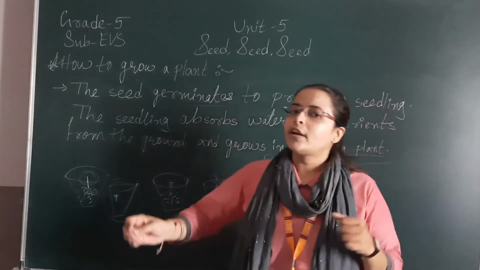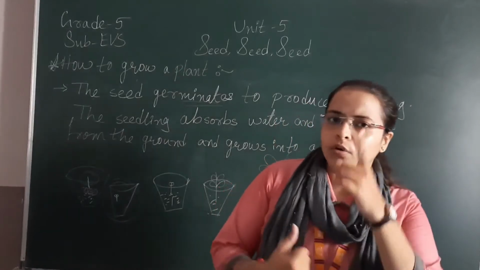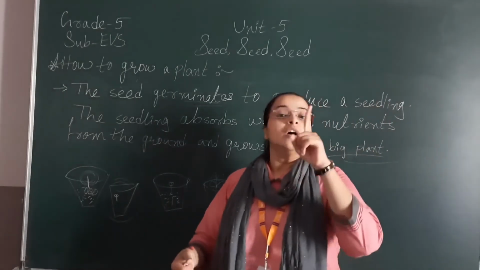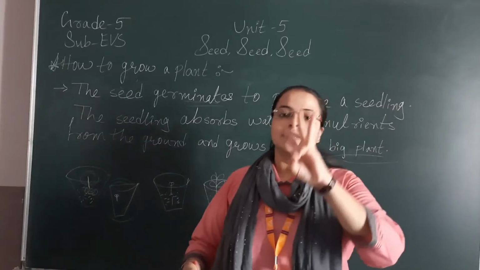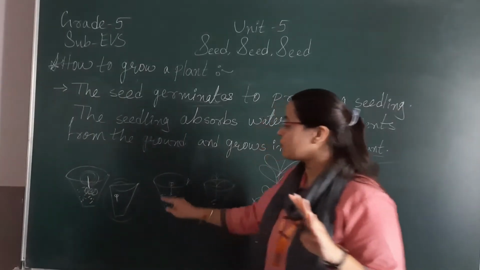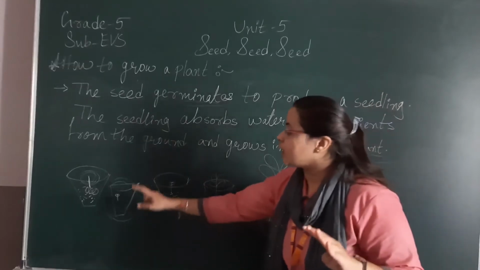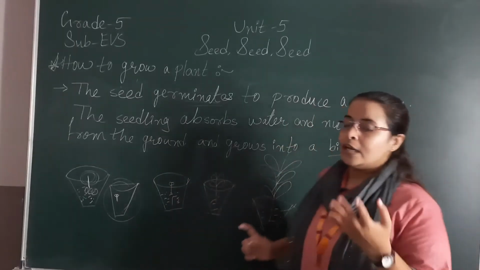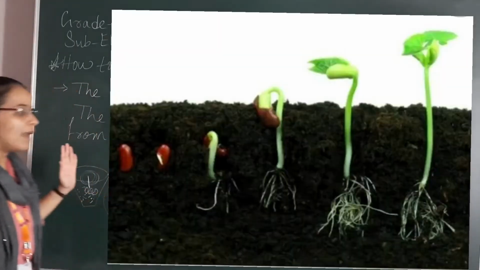And what other things does a plant need to grow? Only water and nutrients? No. Air, water, sunlight and the proper amount of soil. It means they should also get a proper amount of soil. Then only the process will go properly. Here I will show you the photograph of how the plant is growing.